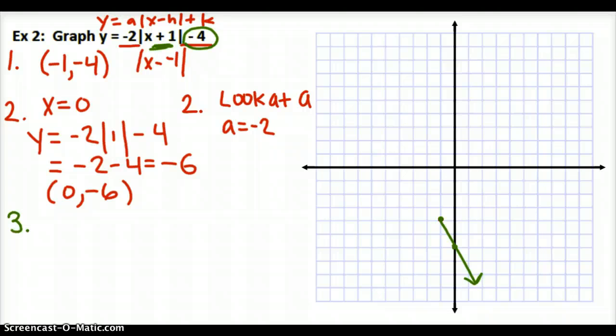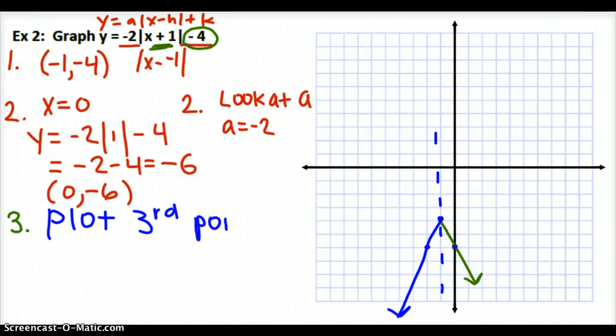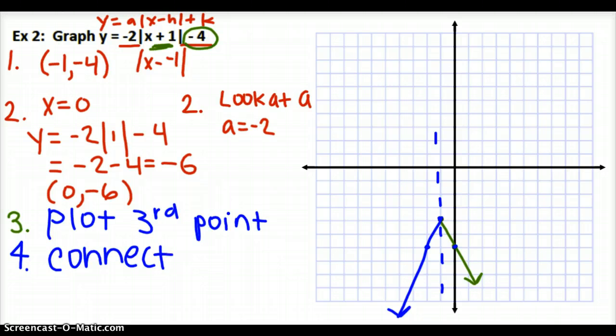Remember, the third step is to just use symmetry. I'll do the step in blue to get your third point. So here was my second point. Remember the line of symmetry through the vertex. Well, the symmetrical point would have been over here. So there's my left branch. Then step 3 was to plot the third point. And then step 4 is just to connect the V and make sure you add arrows. So that would be your final graph there in blue.